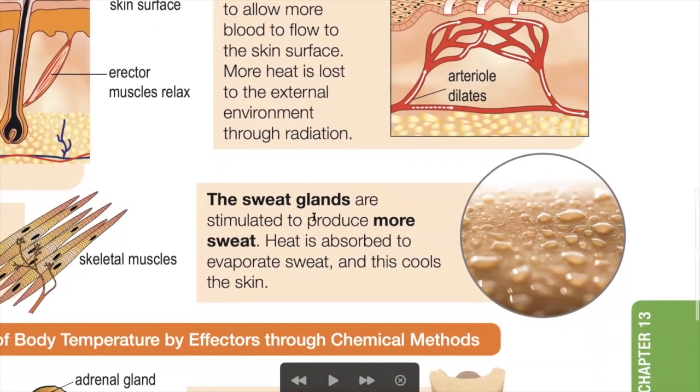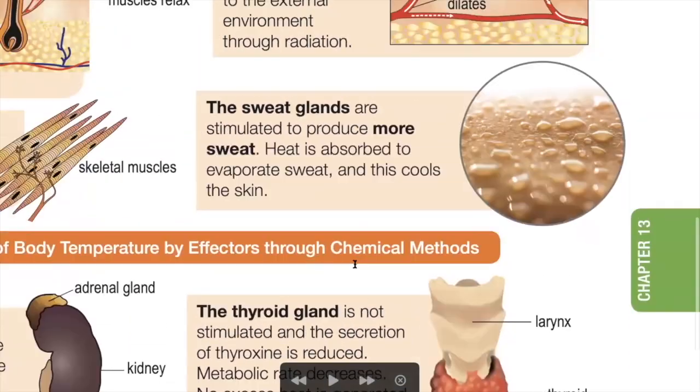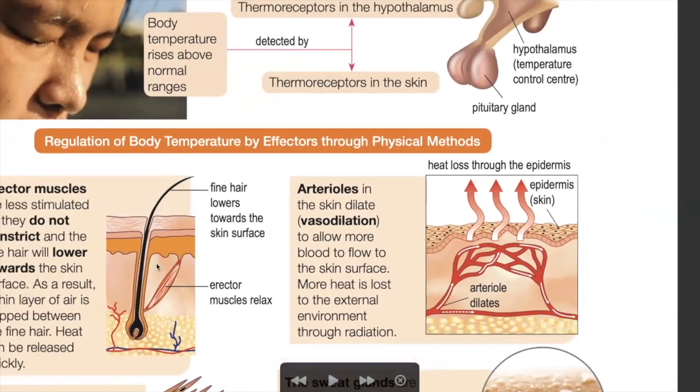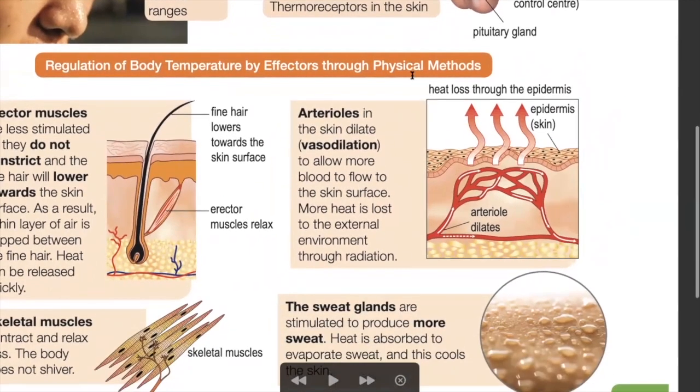Okay, the next one, sweat gland. Sweat glands are also stimulated to produce more sweat, because you know that sweat is liquid, or water. Water is a good heat absorber. So this sweat will absorb heat energy. This heat energy will be absorbed by the sweat and evaporate, and so this also will cool the skin. Okay guys, so these are the 4 effectors involved in the physical method.